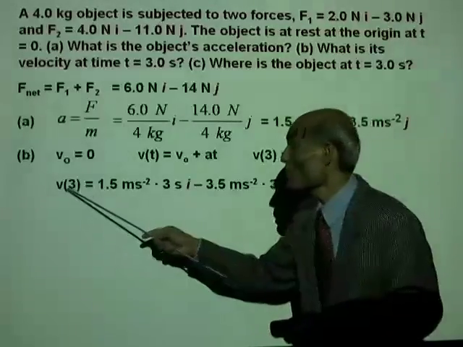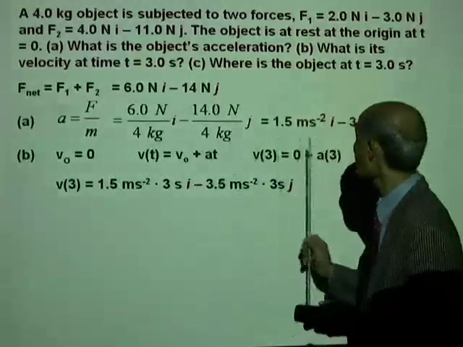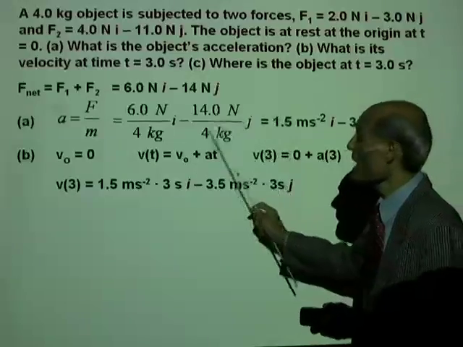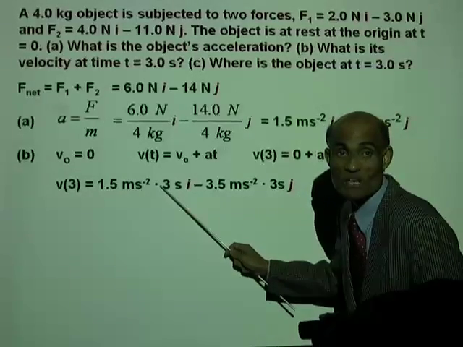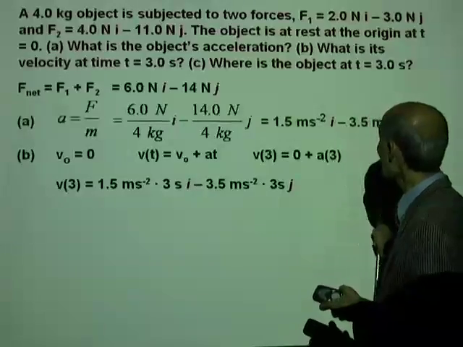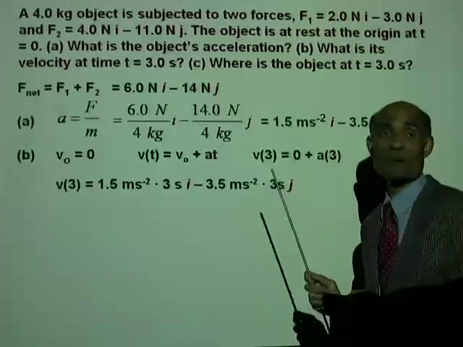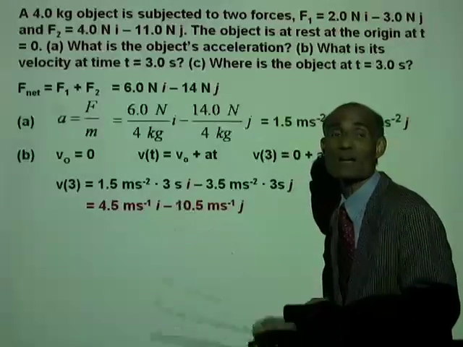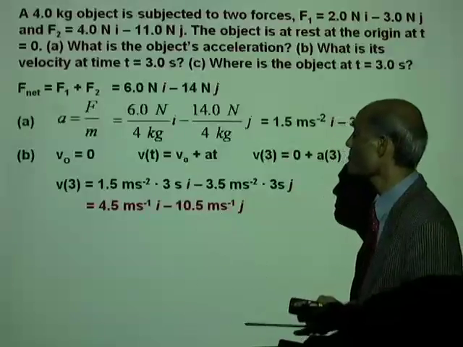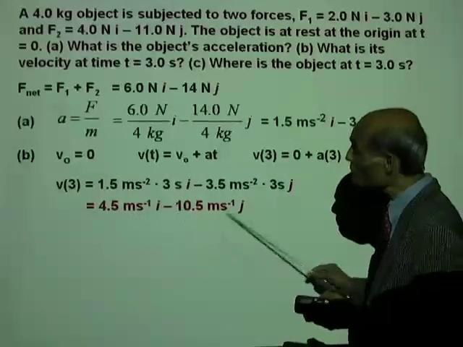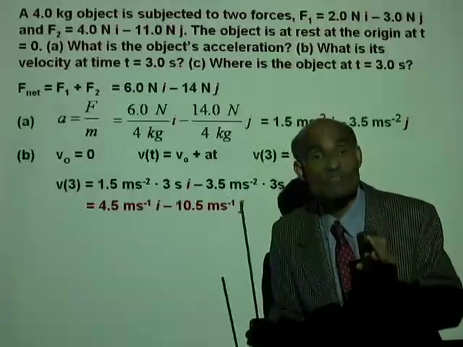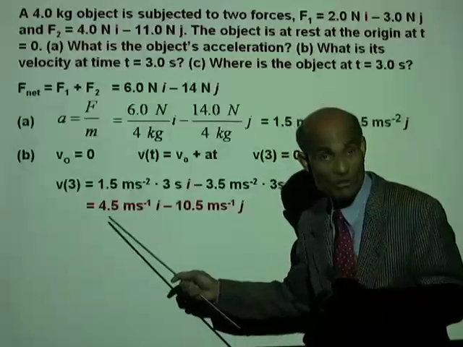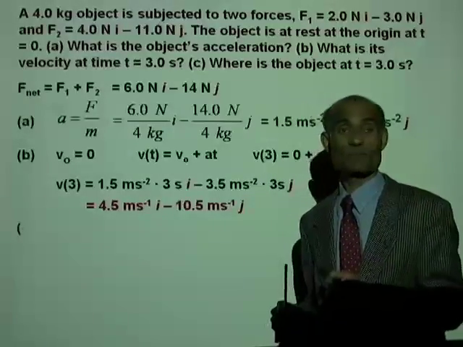Let's do that. So, velocity at the end of 3 seconds is acceleration multiplied by 3. In other words, multiply the x component of the acceleration by 3 minus multiply the y component of the acceleration by 3. That will be 4.5 meter per second i minus 10.5 meter per second j, and this is the velocity vector at that time. And if you want to find this in the magnitude angle form, you can do so. You know how to do that.